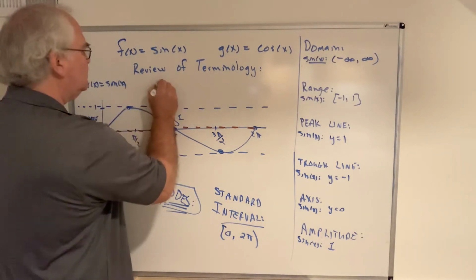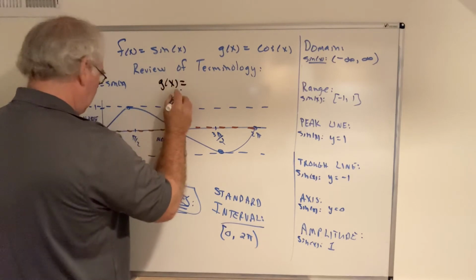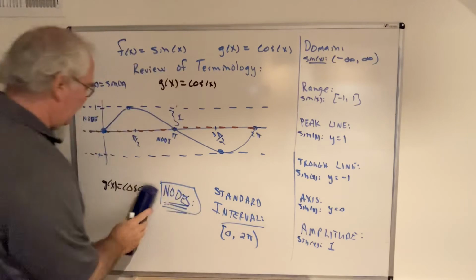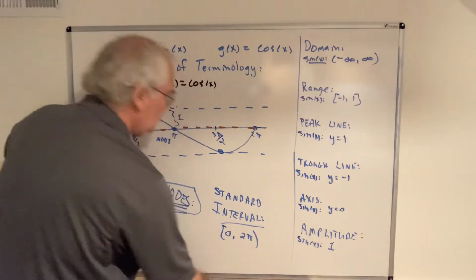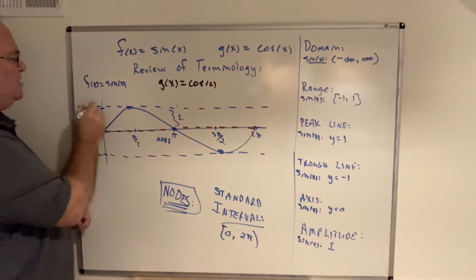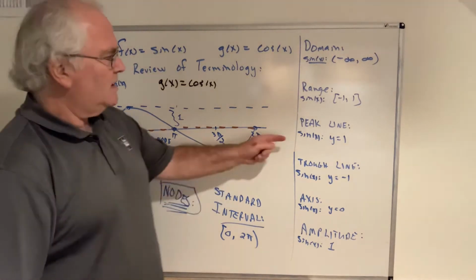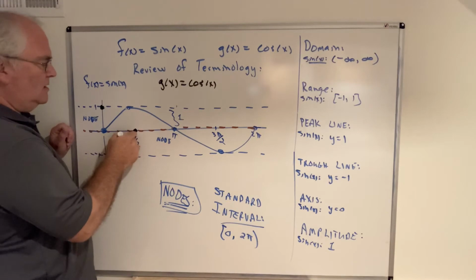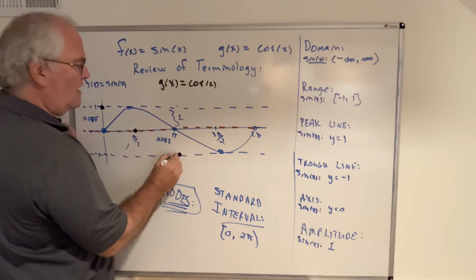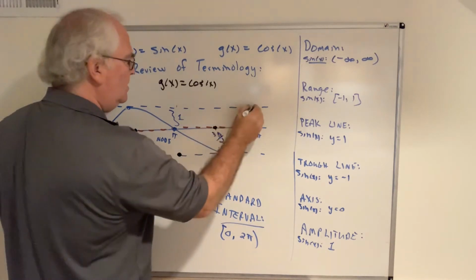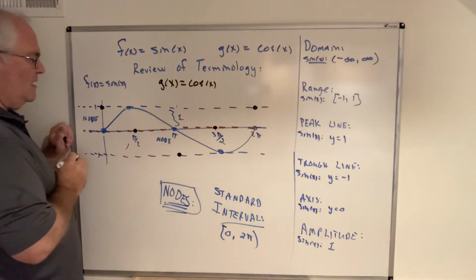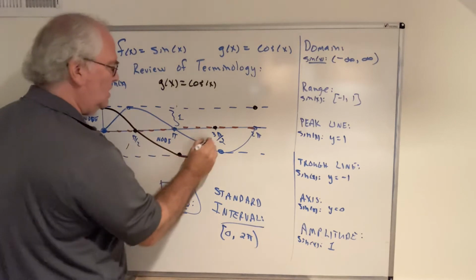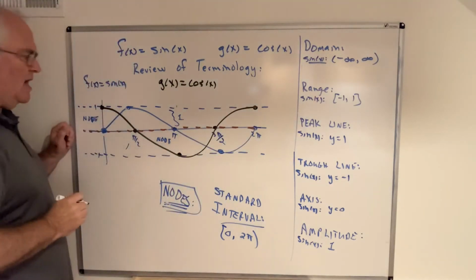And then cosine, we'll do in the black. Now, cosine, remember, starts at the peak, right? So cosine starts at the peak, then node, then trough, then node, then peak. So cosine starts at 1 to 0 to negative 1 to 0 and back up to positive 1.